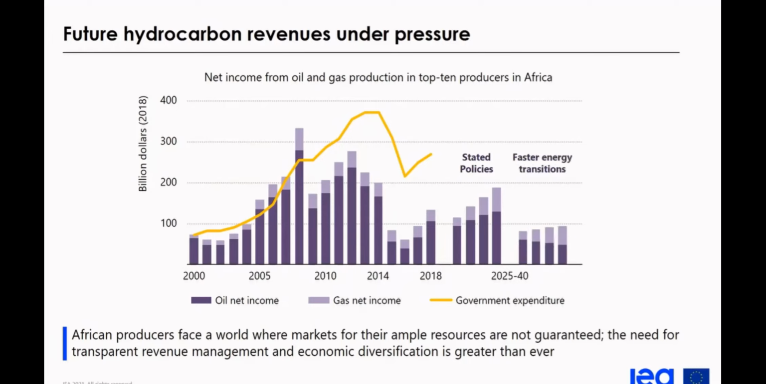But under another scenario of faster energy transition, there would be less demand for oil and gas products, and then there might be less revenues for the key producers.